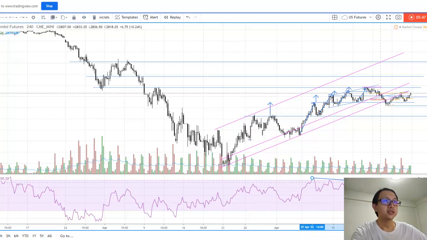We can see that as we form a higher high here, we actually form a lower high in the RSI indicator. So this is the price, forming higher high, higher high, higher high, higher high. But here we're actually forming a lower high, and lower high. So this is a sign of losing momentum in the RSI indicator alone.